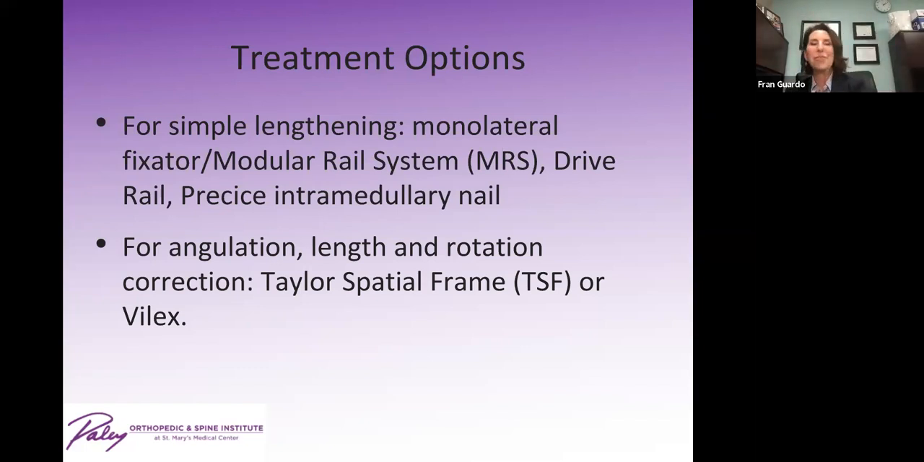Also, if there is an angular deformity with length or rotation correction needed, there is another option. He'll figure it out. You can use a Taylor spatial frame or a Vilex frame. In the past, we used the Taylor spatial frame, but we're now using the Vilex frame. They're computer-driven frames that can correct deformity on multiple planes at the same time, and also for length. Those are really nice tools to have in your toolbox.